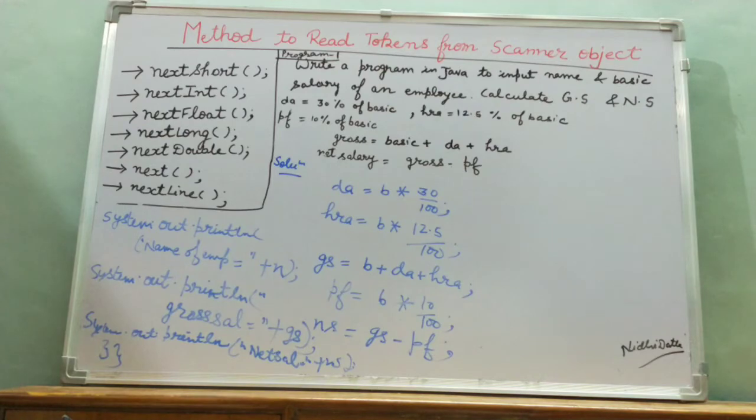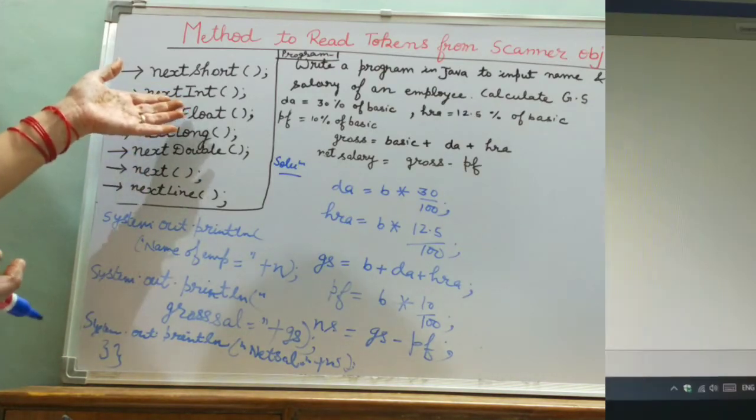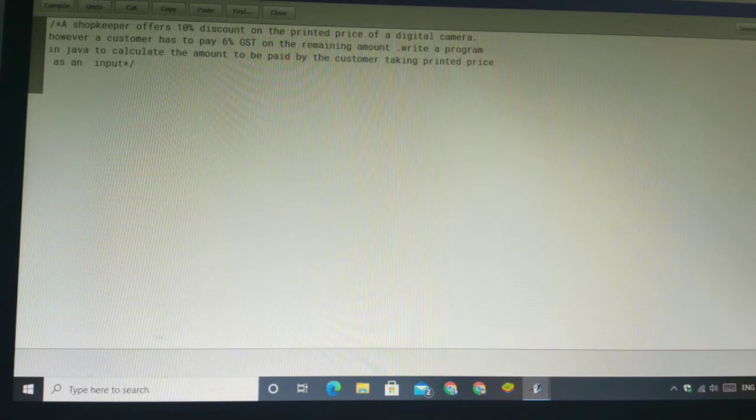Then I will also explain more programs. Now I'm showing one more program written here. A shopkeeper offered a 10% discount on the printed price of a digital camera. Suppose any digital camera is purchased by the customer, then the shopkeeper provides a 10% discount on that price. However, the customer has to pay 6% GST on the remaining amount. So write a program in Java to calculate the amount to be paid by the customer by taking the printed price as an input. It means we will input the price of the camera. Then let's start the program.